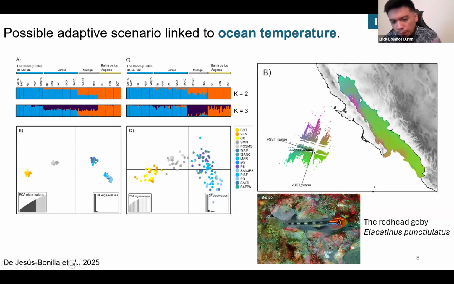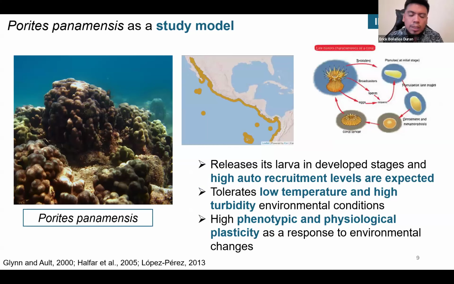They also performed a random forest and observed that this pattern of genetic diversity was also explained by temperature ranges. So temperature could drive putative adaptive scenarios in marine populations here in the Gulf of California. So going back to scleractinian corals, this is Porites panamensis. This is a picture. Porites panamensis is one of the most important reef builders here in the eastern tropical Pacific. This is a map of its distribution.